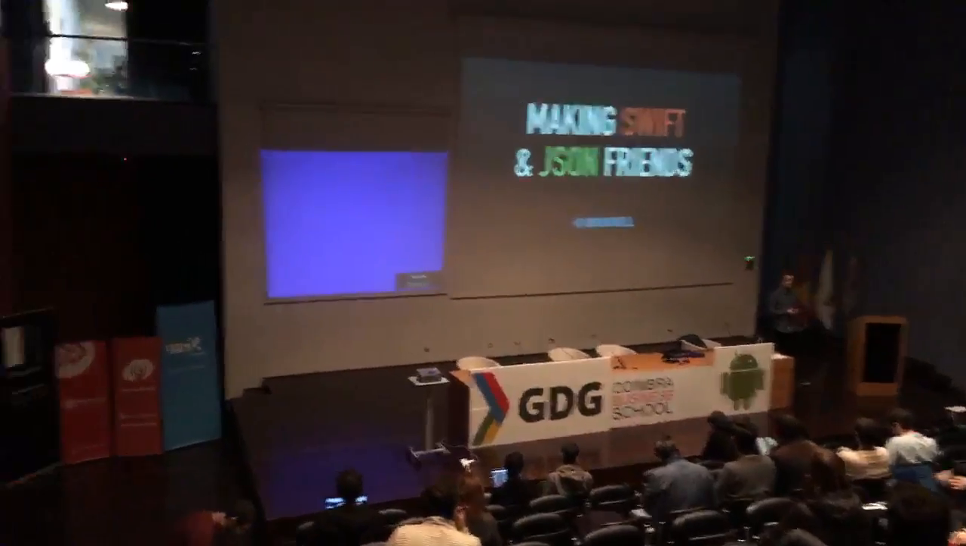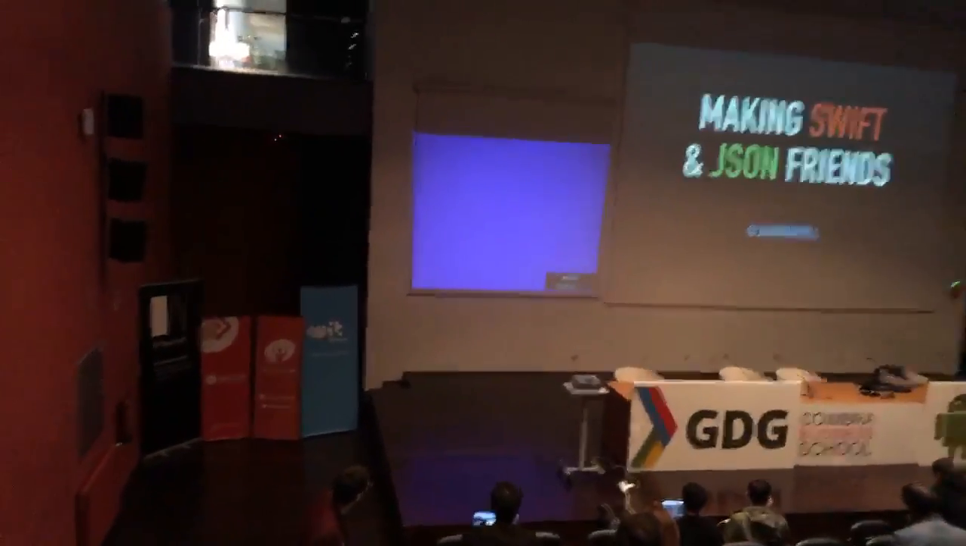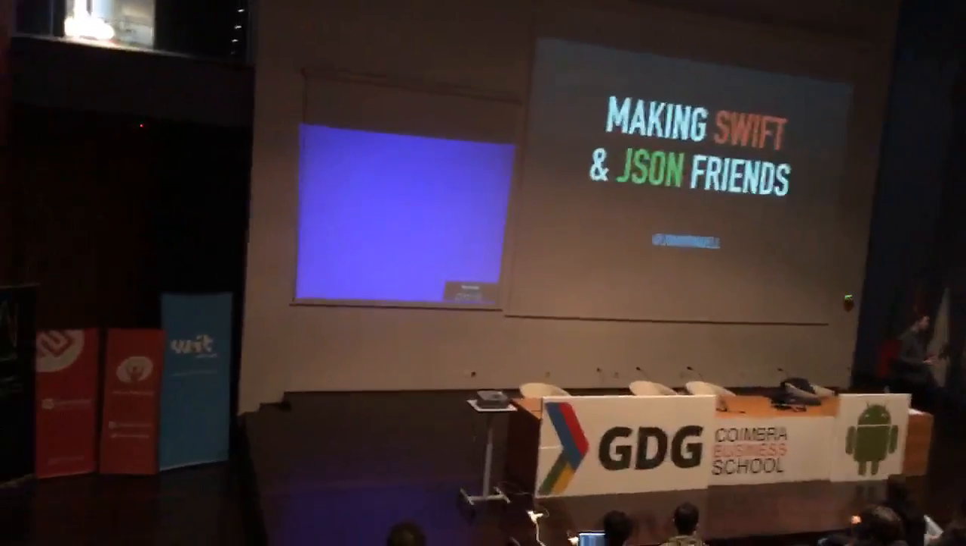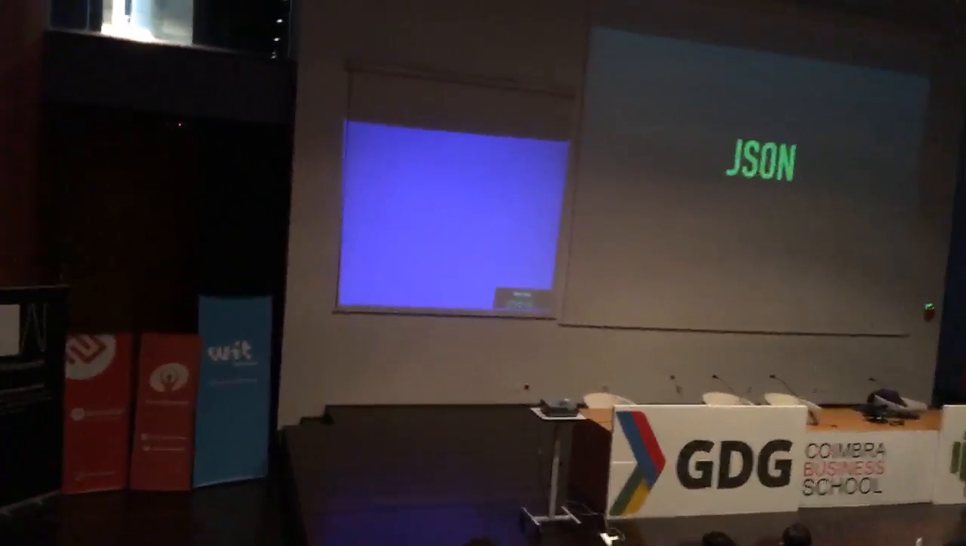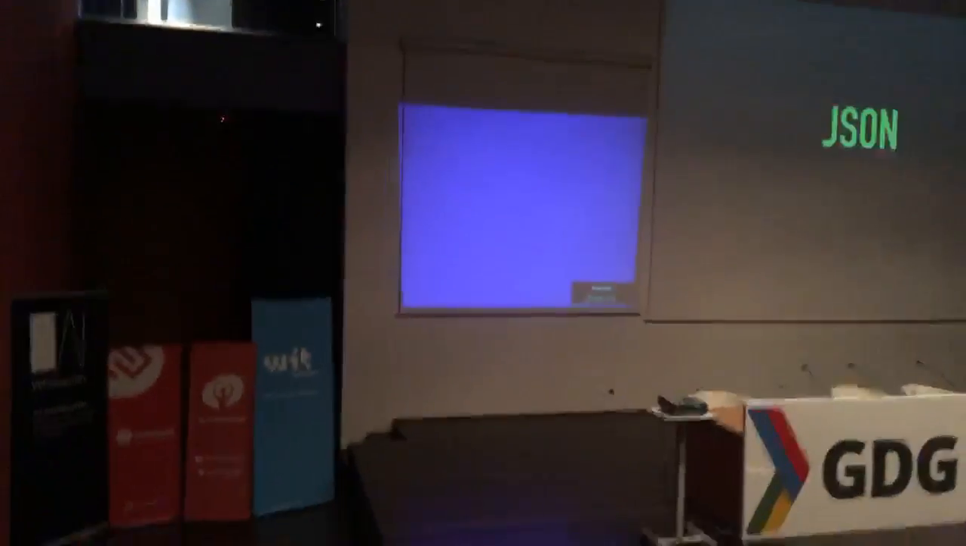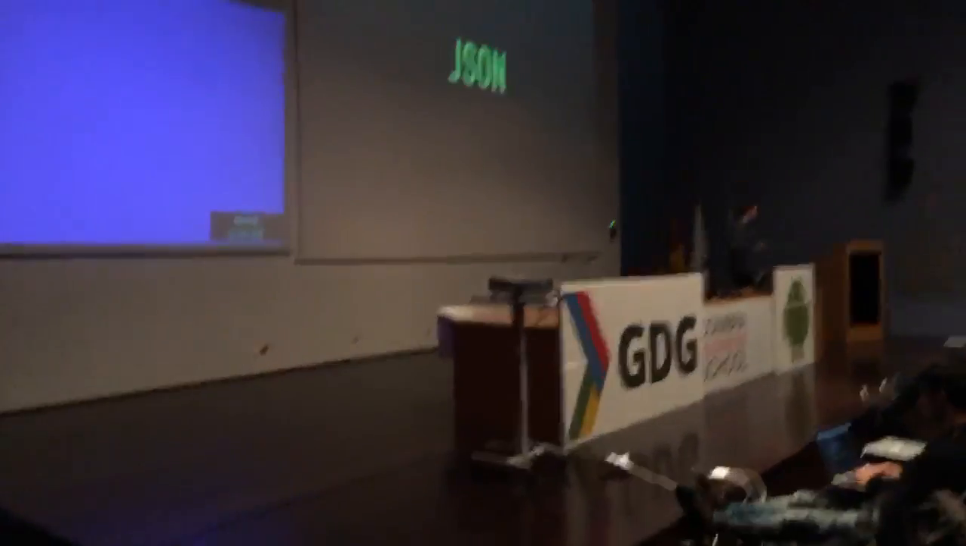And to talk a little bit about how we can make Swift and JSON be a little bit more like friends. So first we have to ask ourselves, why am I here talking about JSON? Can it really be that interesting? Come on, it's just some data format. What is going on here?